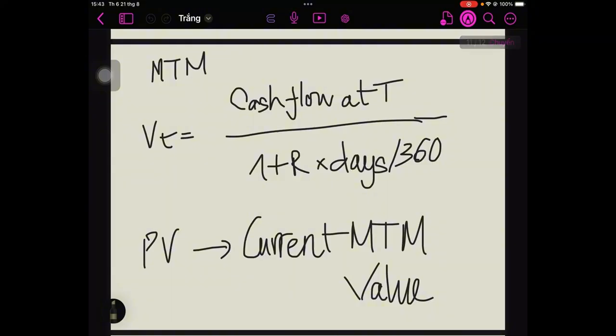But there's one more step. The cash flow occurs at the future settlement date. We want to know what that future amount is worth today. So we discount it back to the current day using the simple money market conventions in the curriculum. The mark-to-market value equals the future cash flow divided by 1 plus the relevant interest rate multiplied by days over 360. So in other words, mark-to-market is the present value of the future net cash flow.